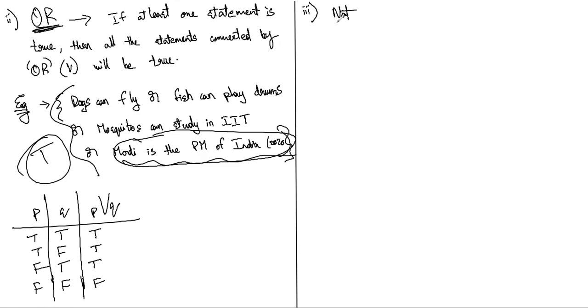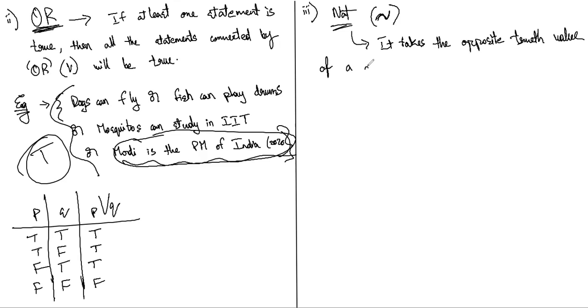Now going to the third connective. बहुत सिंपल है. NOT, इसका सिंबल ये है, इसको नेगेशन भी बोलते हैं. ठीक है. So this is simply the opposite, or it takes the opposite truth value of a statement. Okay.